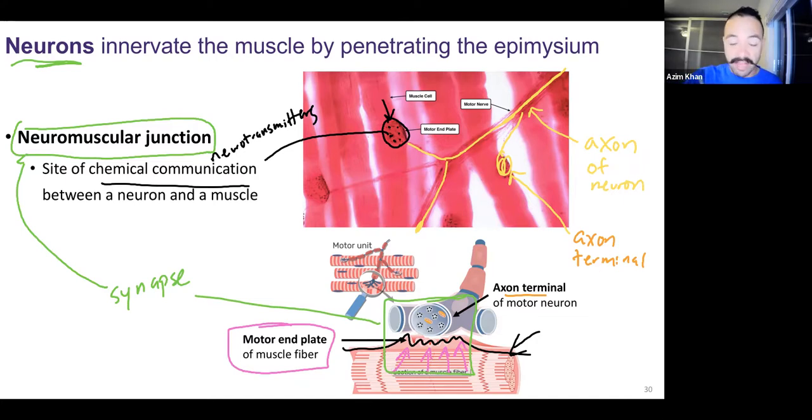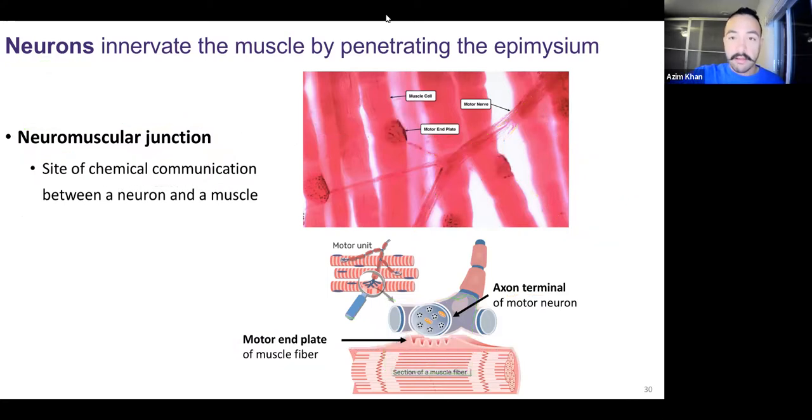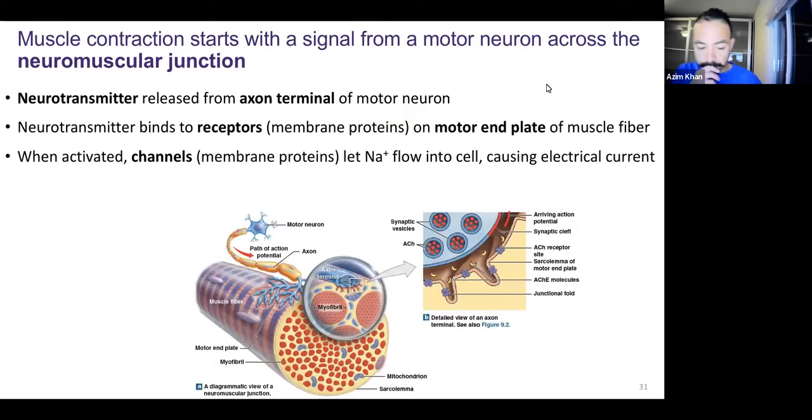Let's take a closer look at what's happening here. Take a look over here. Here is the cell body of a motor neuron. It's called a motor neuron, a neuron that controls muscle, motor because of movement. So here's the cell body. It's got this really long extension. That's called the axon. That extension is what branches and forms lots and lots of places of communication, and each one of those places is called an axon terminal.